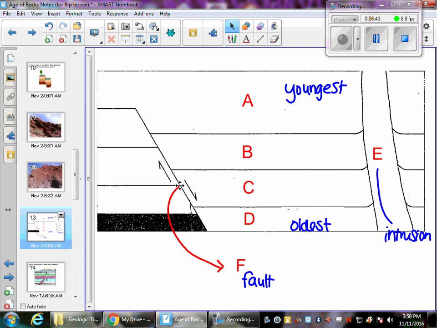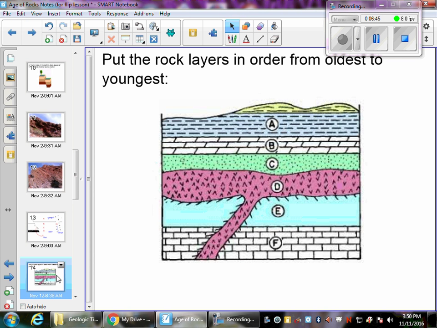Now I've got another diagram that's not on your picture, but I want you to try some more practice with this. See if you can identify some other things here and put it into practice. So what I'd like you to do is on the bottom of your paper, try to put these rock layers in order from oldest to youngest. Use the letters and see if you can come up with the correct order. So pause the video, put them in order from oldest to youngest.